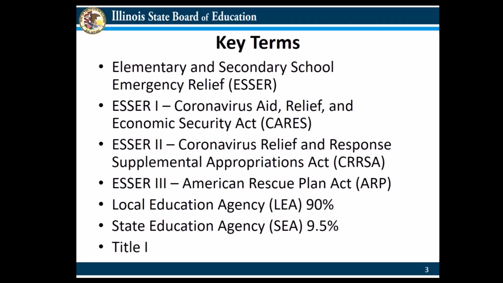There have been 3 rounds of ESSER funding authorized by the federal government and administered by the U.S. Department of Education. These 3 will be referred to as ESSER 1, ESSER 2, and ESSER 3. This last one is also sometimes referred to as ARP ESSER.